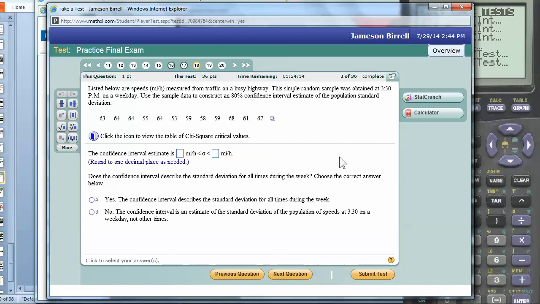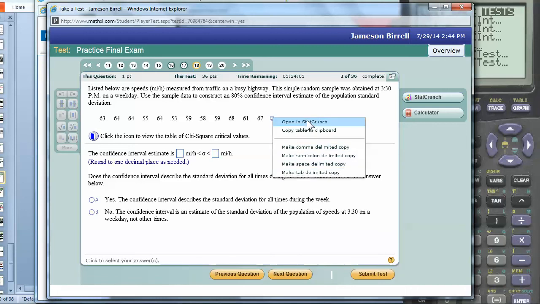Okay, again, another problem, and you don't have to watch any of these videos because this is section 7.4, which will not be on the final. But let's do this one. I'm going to do it quickly because I've already got StatCrunch here.